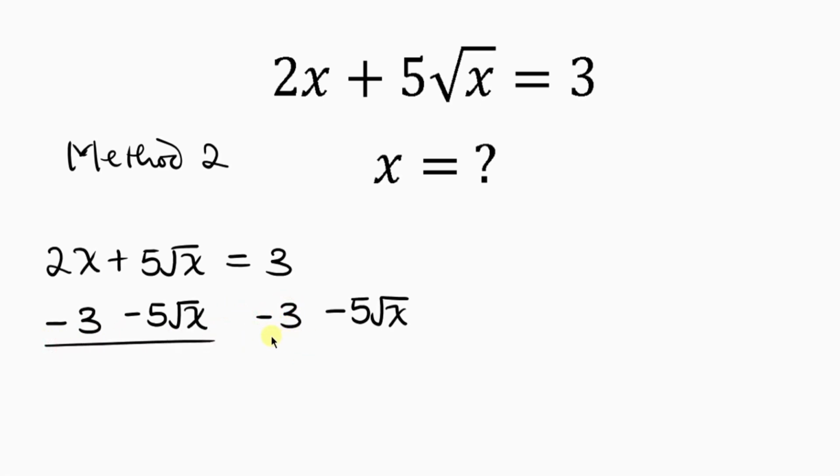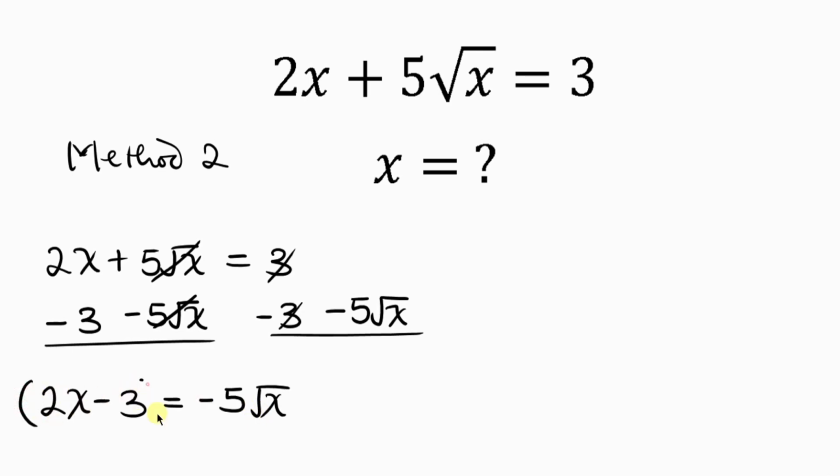So let's do that. Now notice that plus 5 root x minus 5 root x cancels out, and then 3 minus 3 cancels out. So what is left on the left-hand side? We have 2x minus 3. And this is equal to, on the right-hand side, I'm left with negative 5 root x. Very good. And so we've been able to isolate 5 root x.